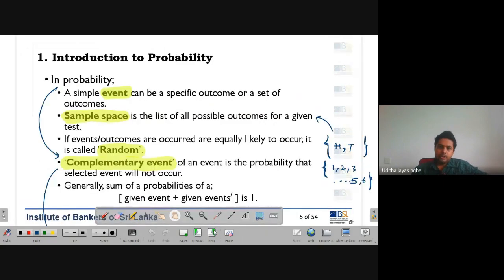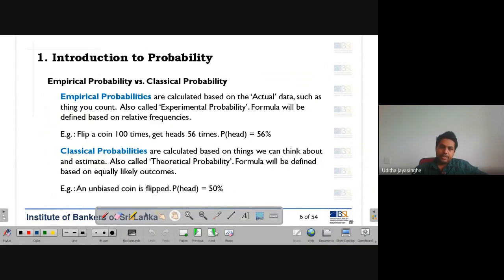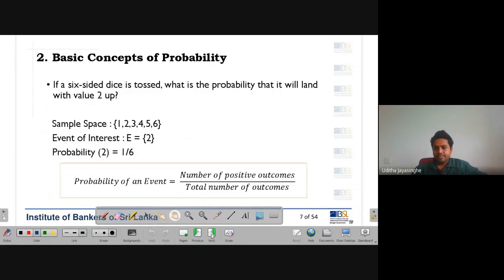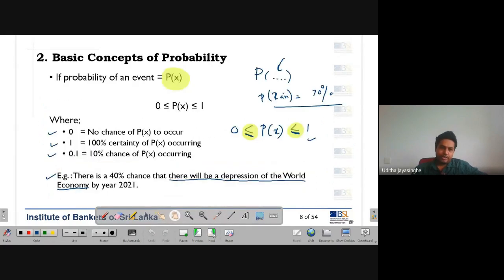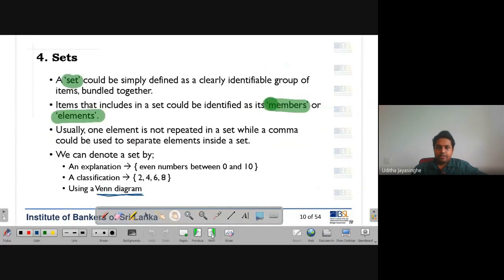Then we moved on to areas such as definitions: what is an event, what is sample space, what is randomness, what is a complementary event, empirical probabilities, classical probabilities, what are the differences, and so on and so forth. We learned those. And then we moved on to set theory, where, importantly, set theory can be visually and nicely elaborated by using Venn diagrams.